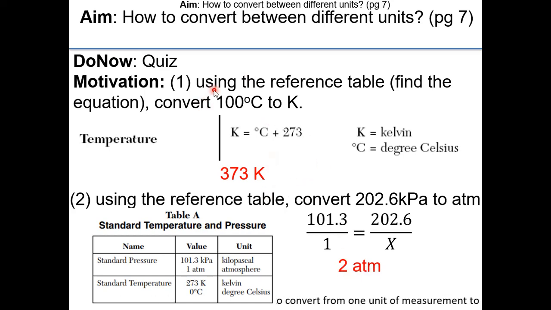So in both of these questions, I tell you to use the reference table, but on the Regents exam, they're not going to tell you, right? So you must know to look at the reference table to help you with these conversions.